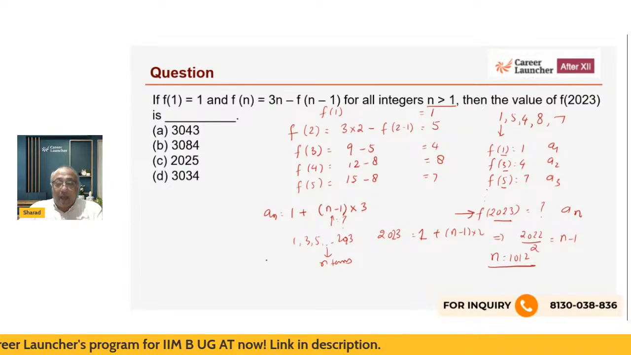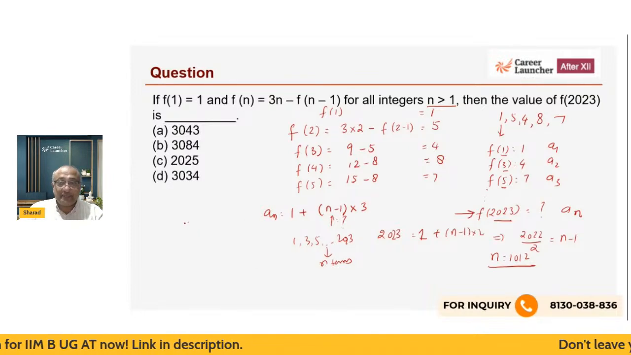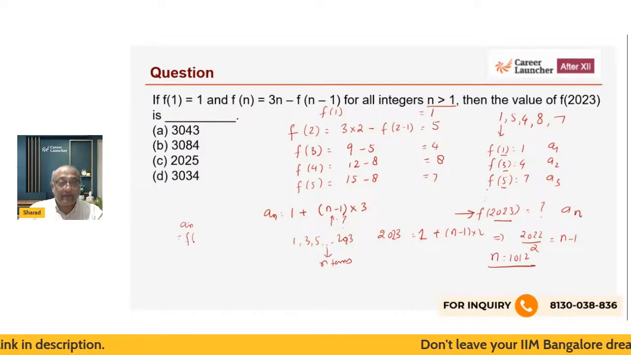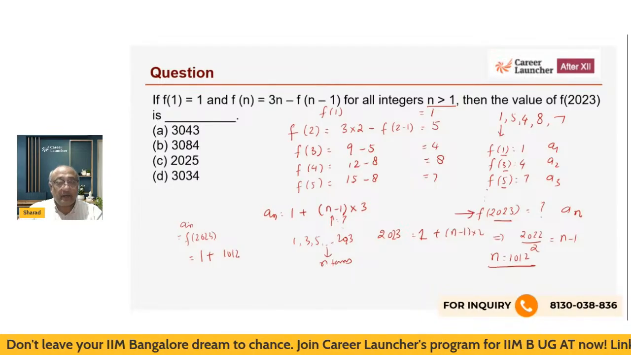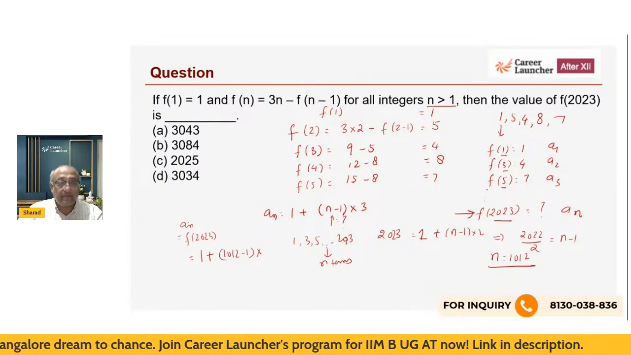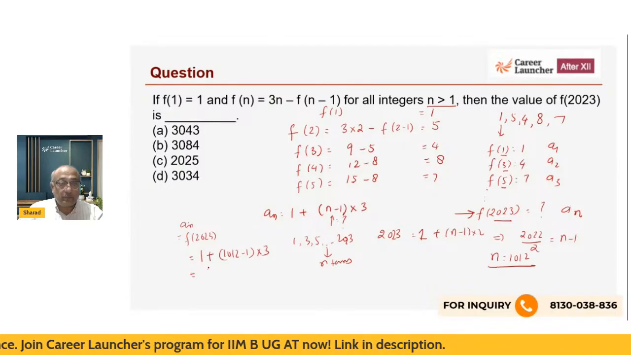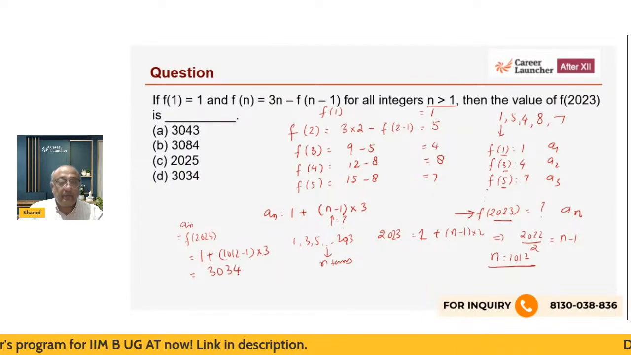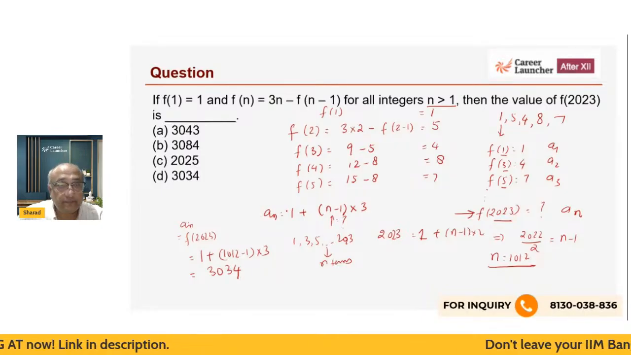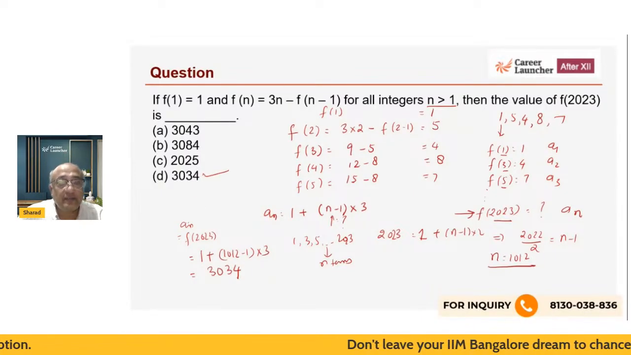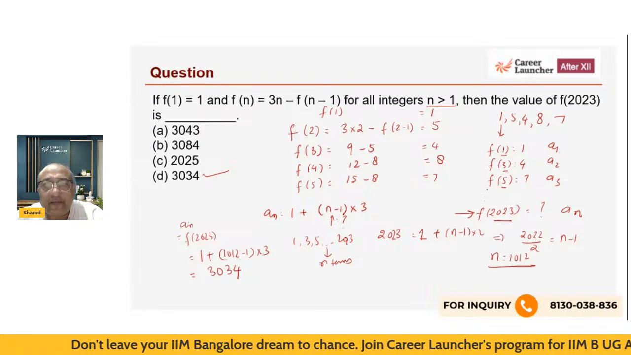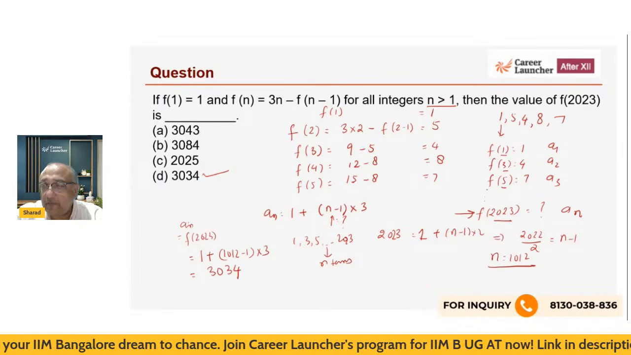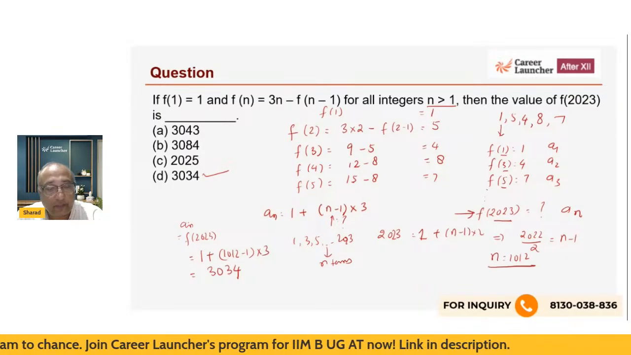Wonderful. Now this question will be solved. So this a_n, which is nothing but f(2023), the question has been caught. Now I have got this 1 plus (1012 minus 1) into 3, which is equal to 3034. Right? So this is our answer, which is in front of us. Understood? So just put the values. These are simple questions. These are not very, very difficult ones. Okay?